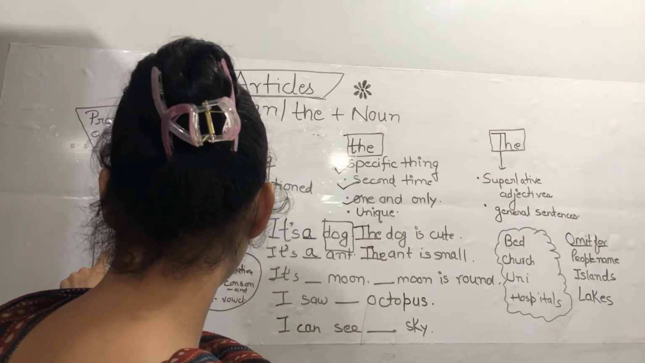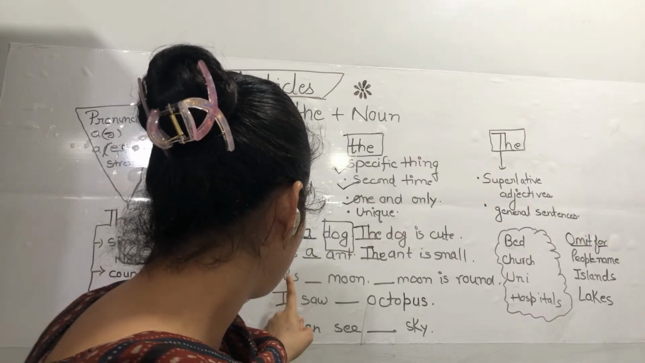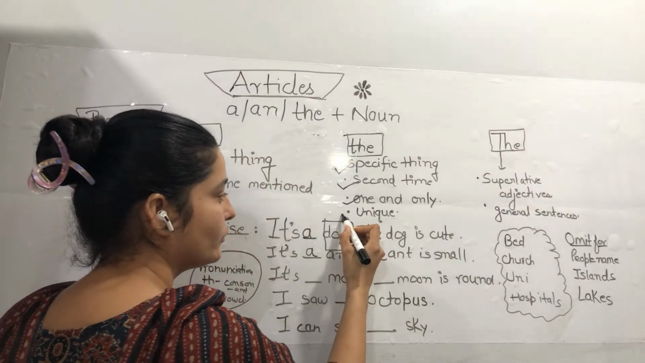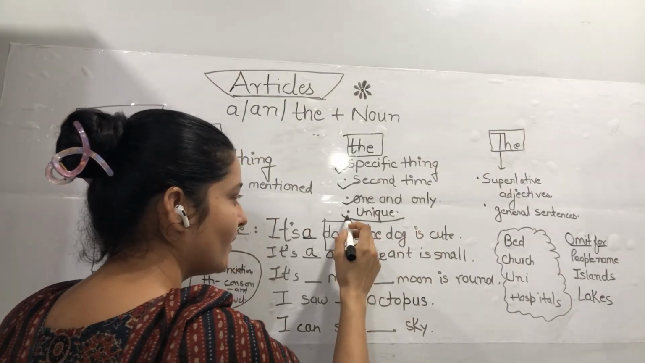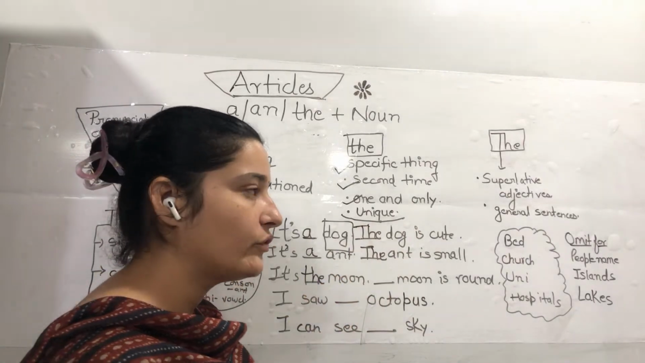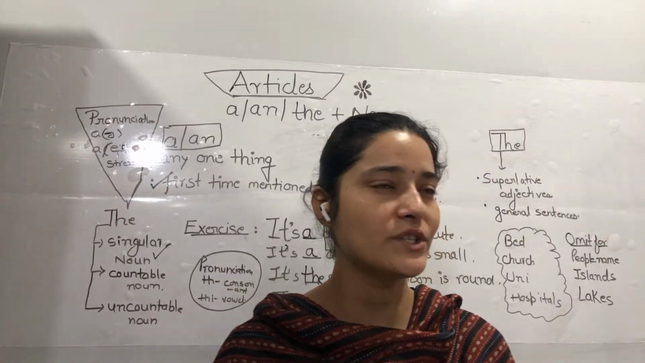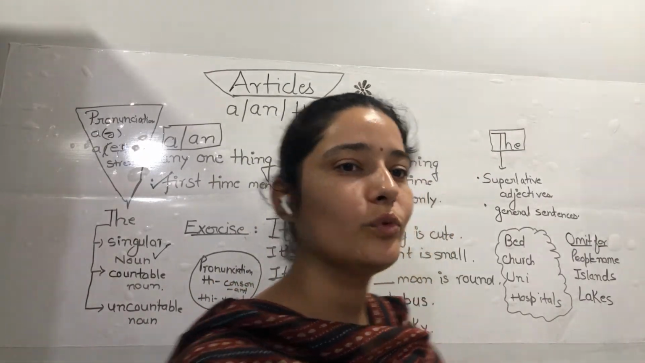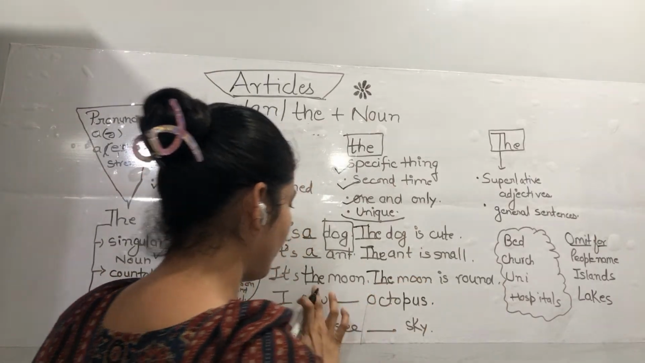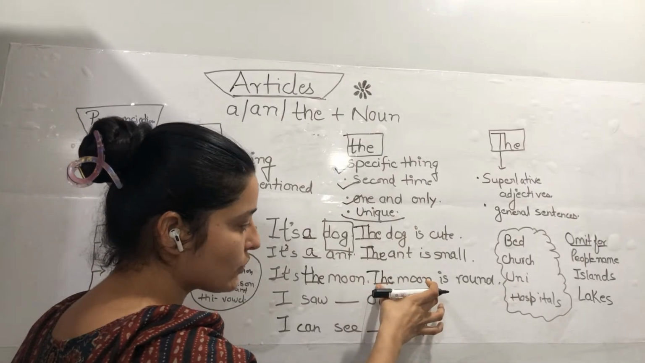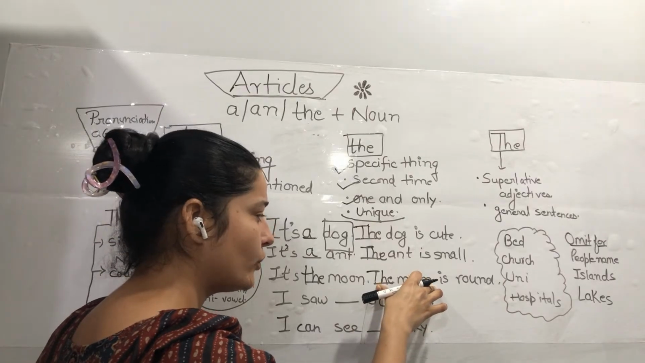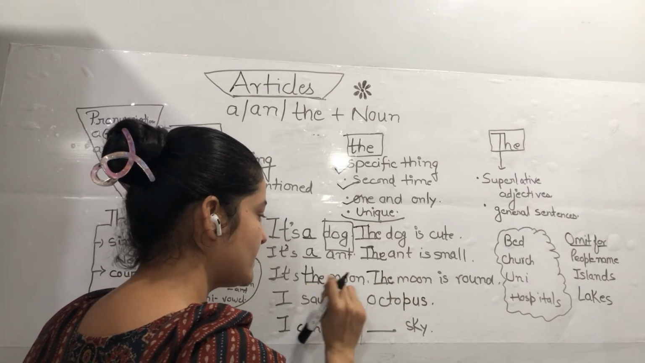But another thing, it's dash moon. Dash moon is round. I taught you this uniqueness. So moon is a unique thing. The moon. Why will it be "the moon"? Because moon is unique and nobody is like the moon. Okay. The moon is round. It will not be "a," because moon is only one entity present in this universe, like sky, moon, sun. So that is the reason it is "the moon."